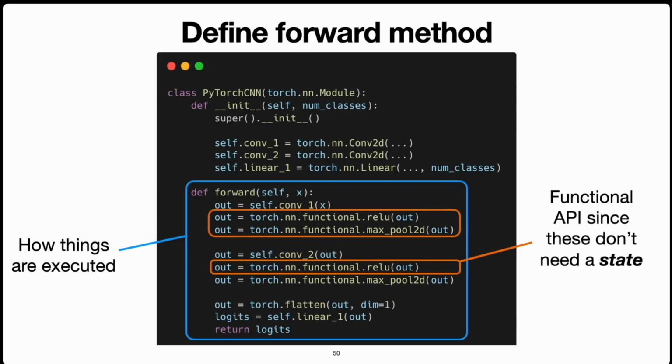There's one thing worth highlighting. Here I intentionally used the so-called functional API. The functional API is something that we can use if things don't require a state. Something like the ReLU or max pooling functions don't require a state. There are no weights that we need to learn. So in this case, we can use the functional API. We can't use the functional API for something like the convolutional layers or the linear layers because they have weights and biases. But for something like activation functions or other operations that don't have a state, we can technically use the functional API.